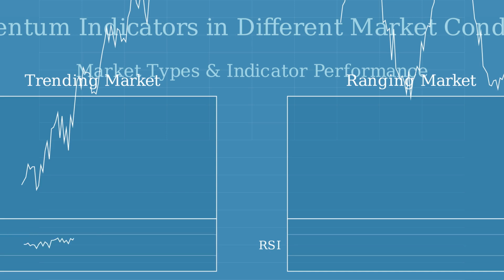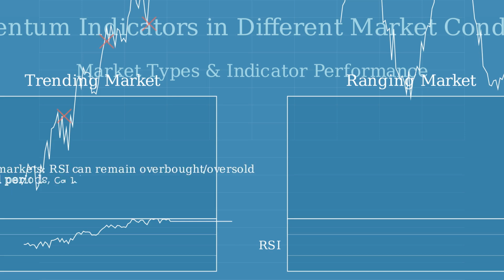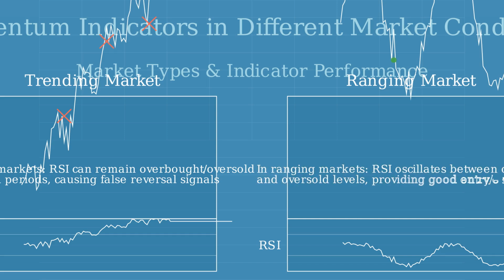In trending markets, RSI can remain in overbought territory for extended periods during uptrends or oversold during downtrends. This can lead to false reversal signals, as the indicator suggests the market is overextended while the trend continues. In contrast, during ranging markets, RSI oscillates more regularly between overbought and oversold levels. This provides traders with more reliable signals for entry and exit points.